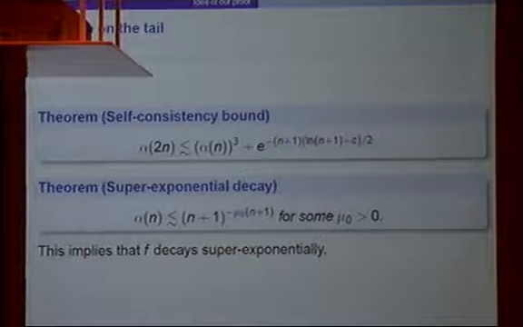And using this self-consistency bound, we could get super exponential decay in this form. So alpha of n, the L2 norm over the tail, is bounded by (n plus 1) to the negative mu sub 0 for some mu sub 0. And in fact, we could show this for mu sub 0 less than a quarter. Okay, so from now on, what I want to do is explain how we could get this self-consistency bound, and then from the self-consistency bound, how we could get this super exponential decay, if time permits. So I have 30 minutes, so let's see how much I can do.